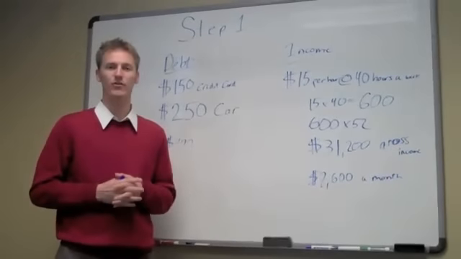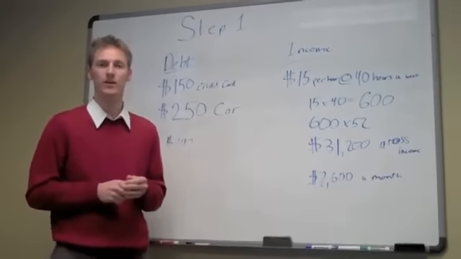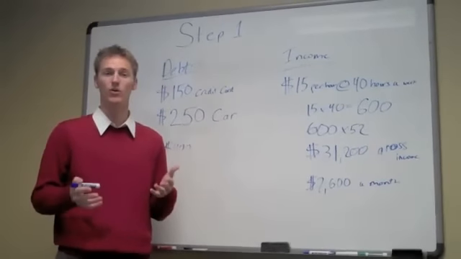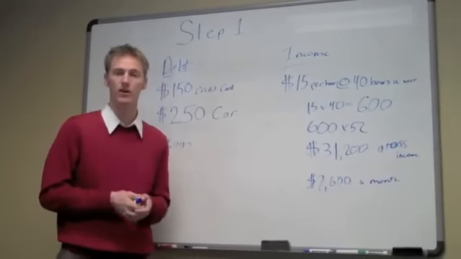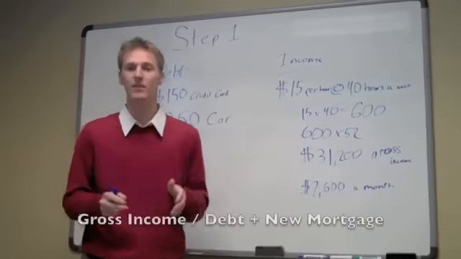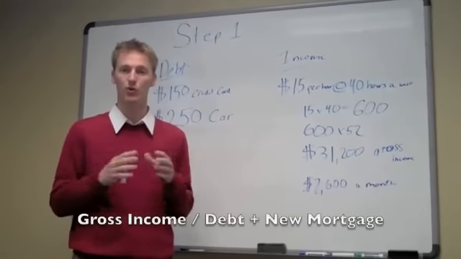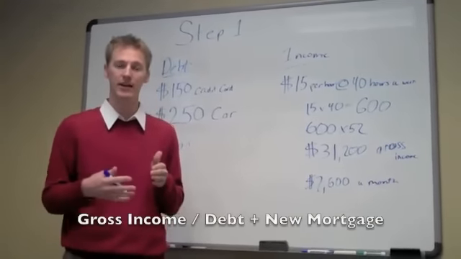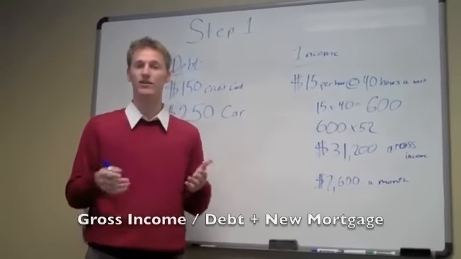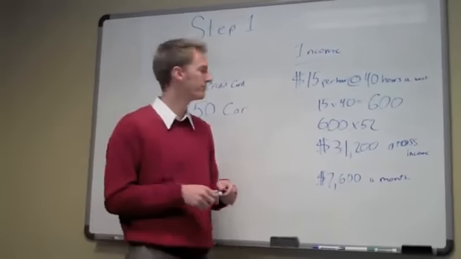Today, we are going to go over our first video in our How to Buy series, qualifying. This is going to be calculating your debt to income ratio so you know, before you meet with your lender, kind of what to expect. So, first of all, your debt to income ratio is your gross income divided by your debt plus your new mortgage payment. And I'll explain that here in a minute.